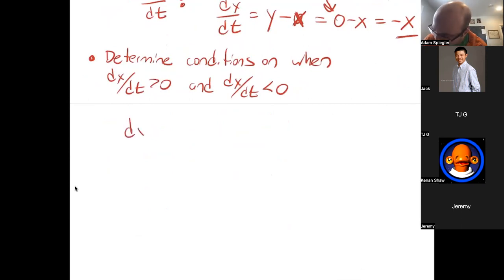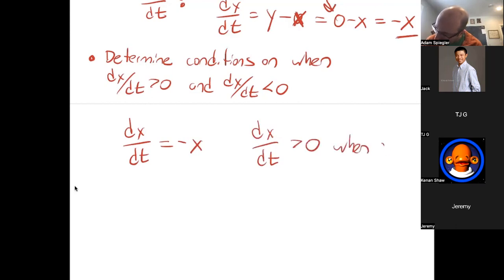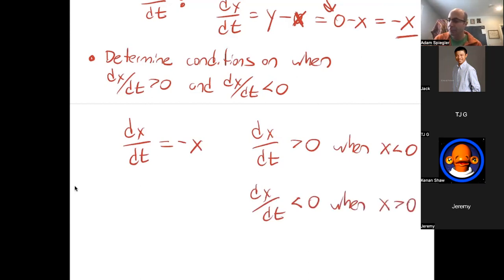So in this case, we have dx/dt equals minus x. So we can see that dx/dt is going to be positive when x is less than 0, and dx/dt is going to be negative when x is greater than 0. So again, remember dx/dt being positive means we point to the right, and dx/dt being negative means we point to the left.